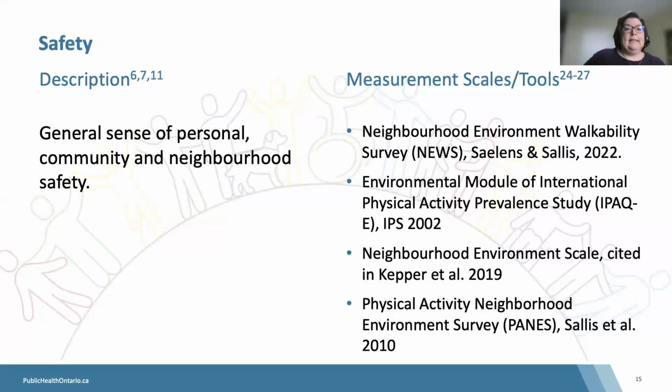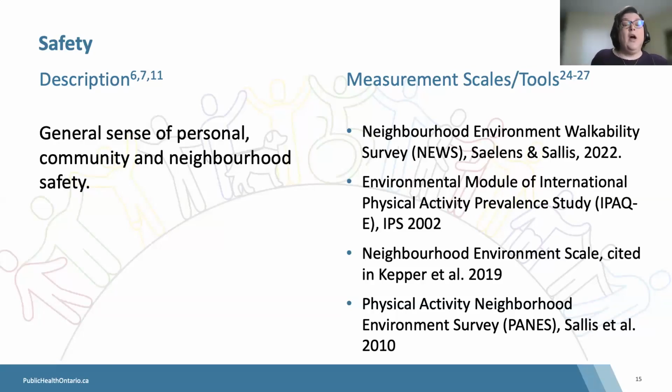So the next domain is safety. And this might seem like an odd one to be talking about the social environment, but really what we're doing here is trying to describe how your perceived sense of safety impacts the social connections that you have in your neighborhood. So, for example, if you perceive that you live in a high crime neighborhood, you're going to be less likely to go out and talk to your neighbors, to talk to folks when you're out walking on trails or hanging out in a park.